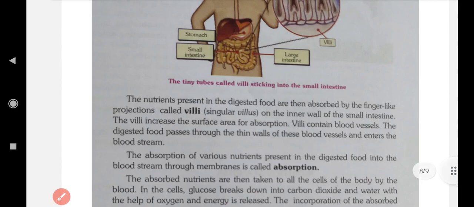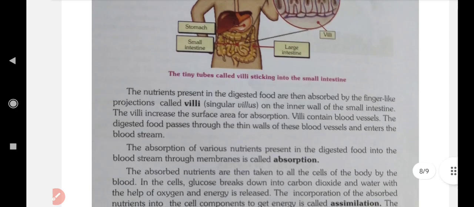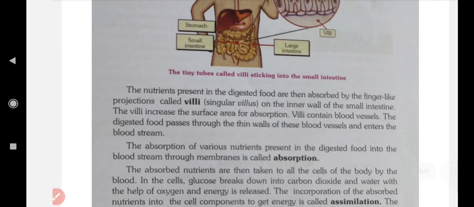The singular form of villi is villus, on the inner wall of the small intestine. So villi are present on the inner wall of the small intestine, not outside. The villi increase the surface area for absorption. Villi contain blood vessels. The digested food passes through the thin walls of these blood vessels and enters the blood streams.